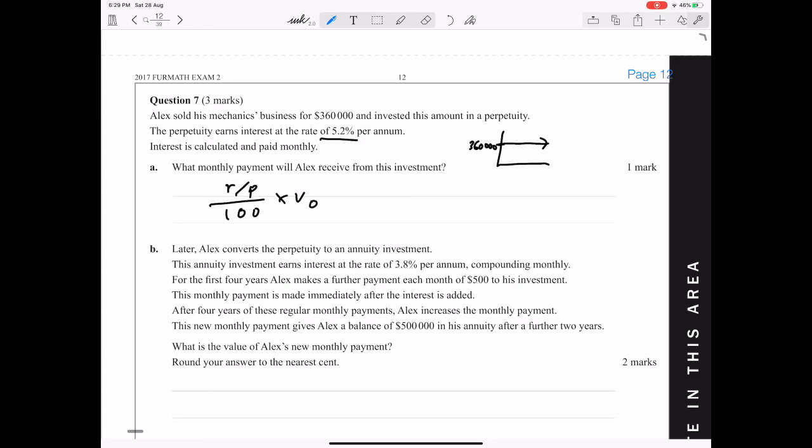So if you do that, 5.2% for the value of R divided by P, which is 12 in this case because we want to know his monthly payment, and divided by 100 times V0. V0 is the amount he invested, which is $360,000. If you do that on your calculator, you'll get $1,560 as your answer. So that is the monthly payment that Alex receives from his investment.